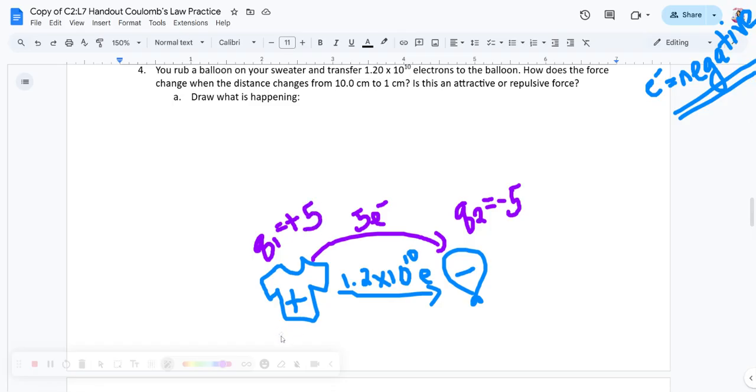And so we'd have this scenario going on. But y'all, we don't have this going on. We have not 5 electrons, we have 1.2 times 10 to the 10th electrons, right? That's a lot more. So we're gonna kind of escalate our scenario. I thought this was gonna be a bigger eraser. Sorry.